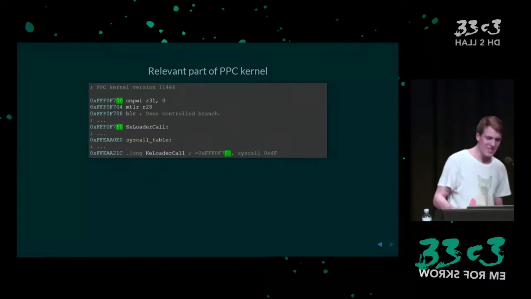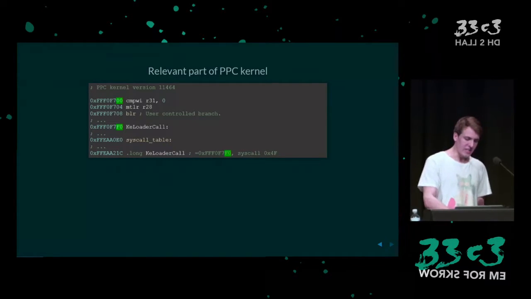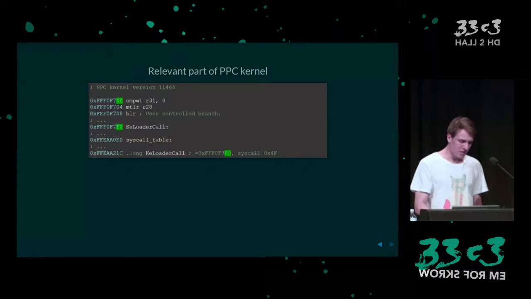So that's nice too. Okay, let's look at the relevant structures. So this is the kernel, and we should read this from the bottom to the top. Okay, like in the last line at the bottom, we see this entry to KE loader call. And then we can look at the last byte there. It's hex F0.